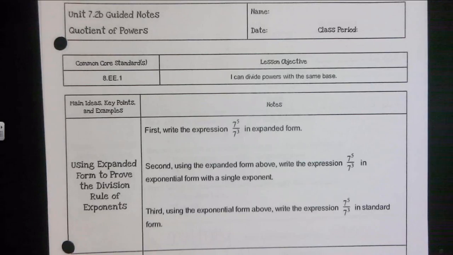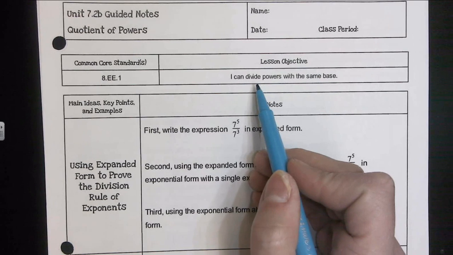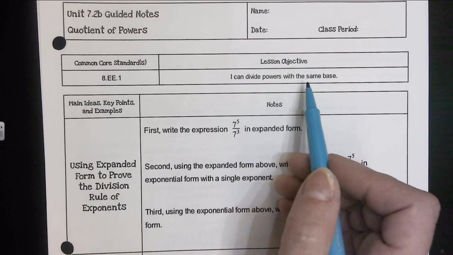Okay, so now we're going to start 7.2b, which you'll notice is our quotient of powers. We have a very similar lesson objective as we did last time. However, this time it wants us to be able to divide powers still with that same base.